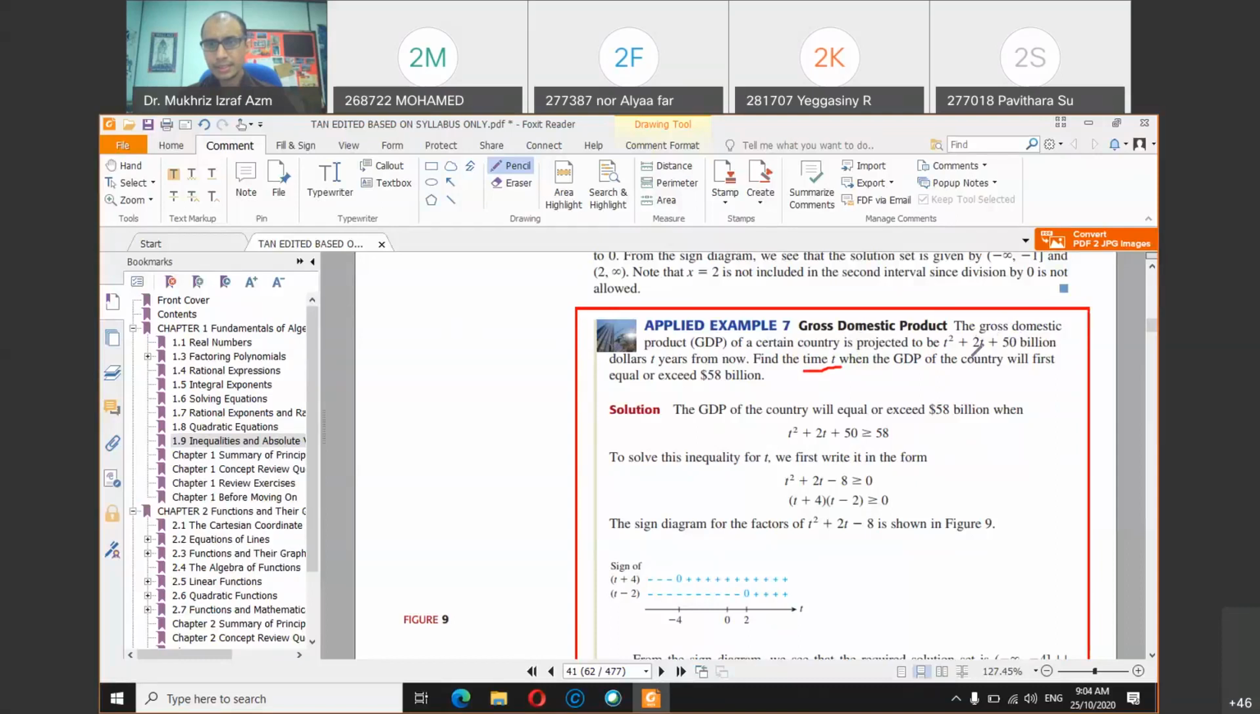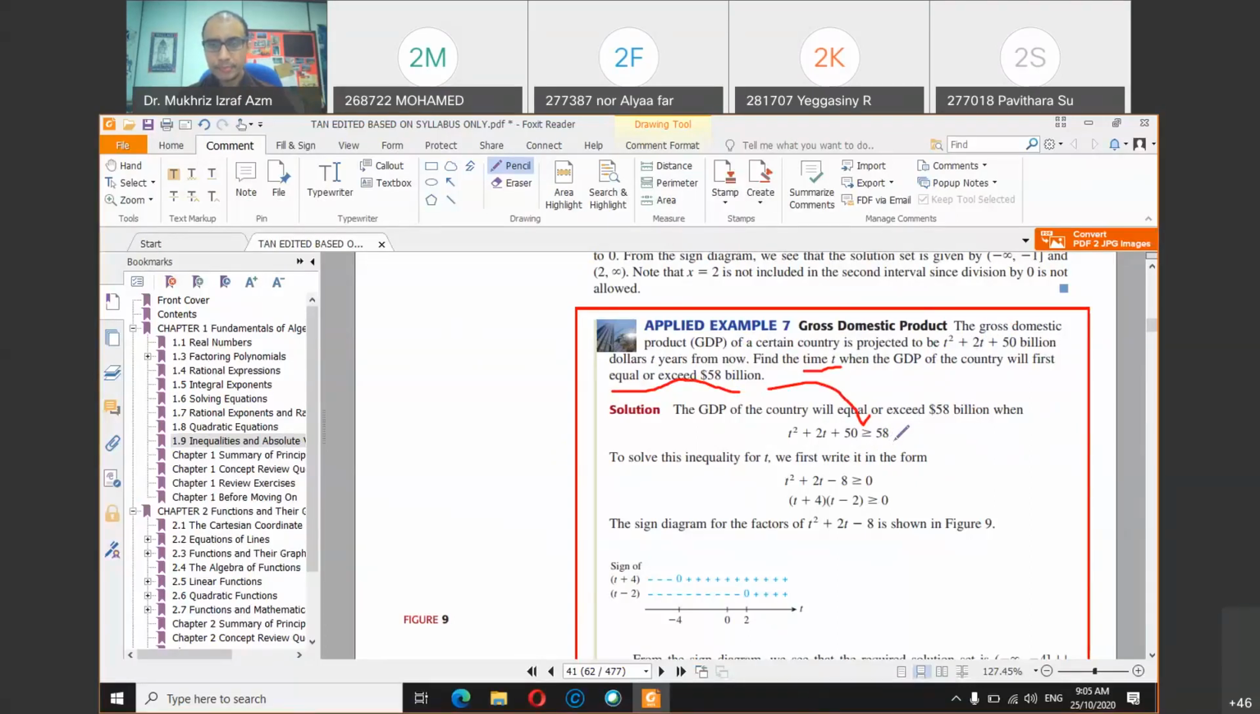You are given the function, and then calculate when it will be equal to or exceed 58. This indicates the sign of greater than or equal to. Equal or exceed: the word 'or' means you will include 58 as well, so you are using the sign more than or equal to 58.